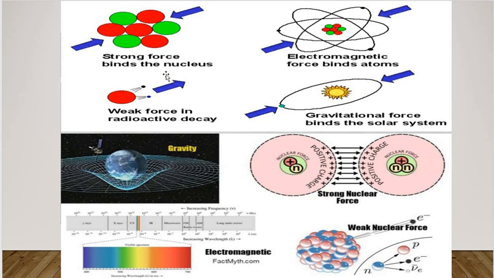Strong interaction, it binds the nucleus. Electromagnetic interaction, it binds the atoms. Weak force, mostly in radioactive decay process. Gravitational force, it binds the solar system and everything. So with all these four forces, this universe exists as of now. That is the thing.